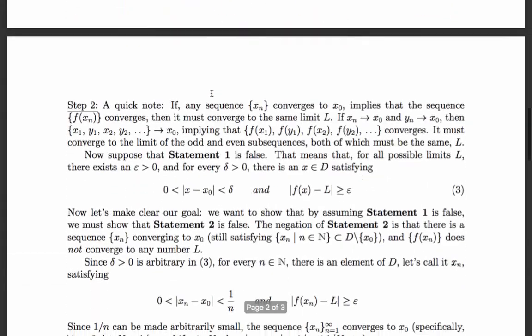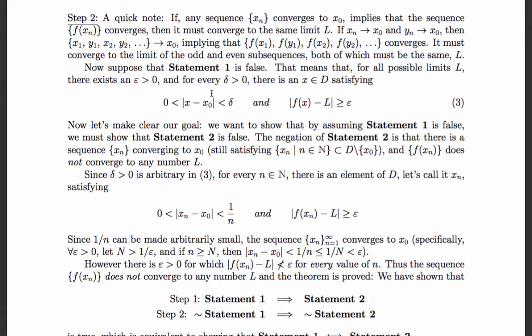Well, how is that? If any sequence xn converges to x naught implies that the sequence f of xn converges, then it must converge to the same limit L. Well, because if xn converges to x naught and yn is a different sequence, also converging to x naught, then I can interlace those sequences and I would have a new sequence that also converges to x naught. And remember, a sequence converging to x naught implies that f evaluated at that sequence also converges.